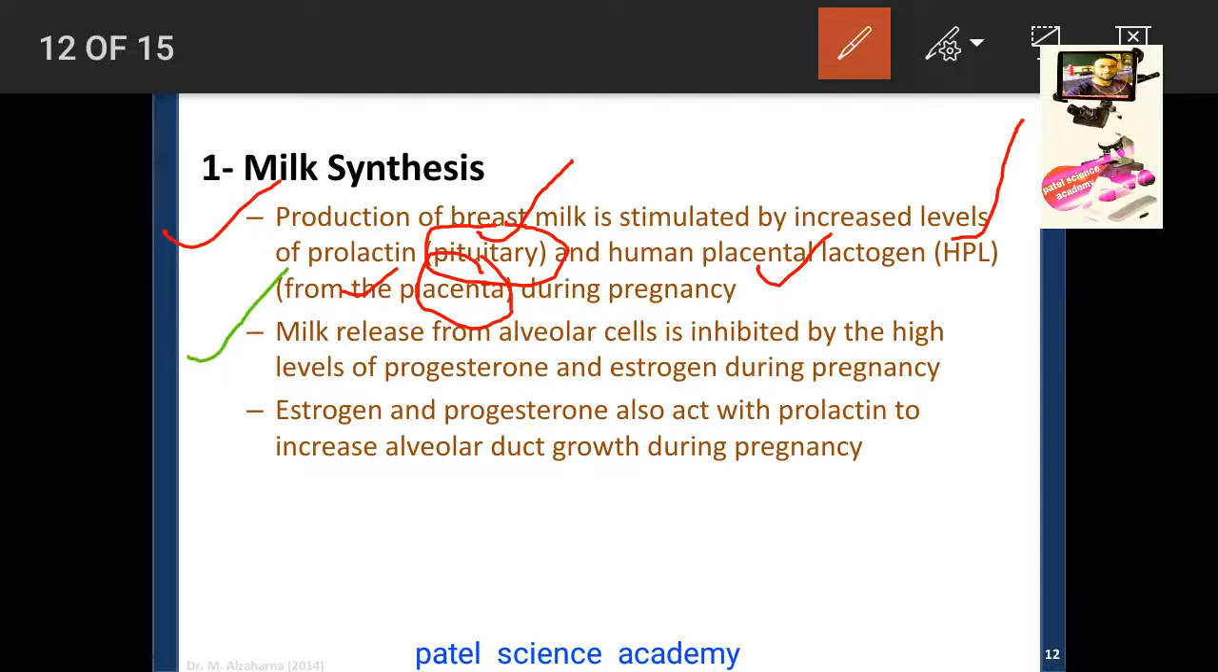Thereafter the milk release from the alveolar cells of the mammary gland, that is breast, is inhibited by the high levels of the progesterone and the estrogen during the pregnancy. Estrogen and progesterone also act with the prolactin hormone to increase the alveolar and duct growth during the pregnancy. So this is about lactation, milk synthesis.